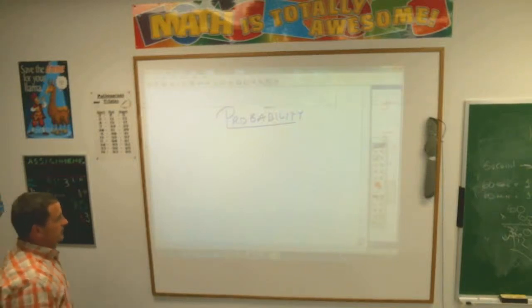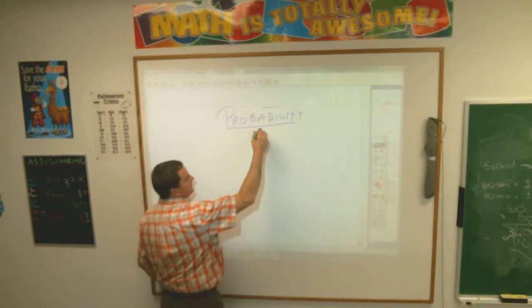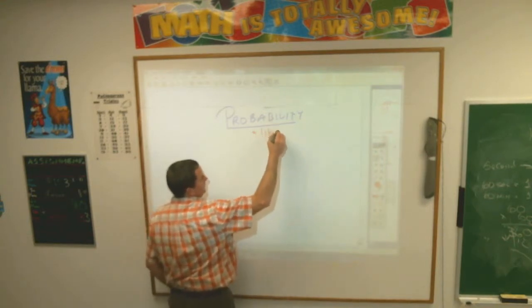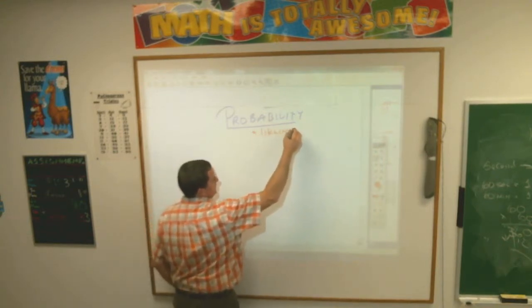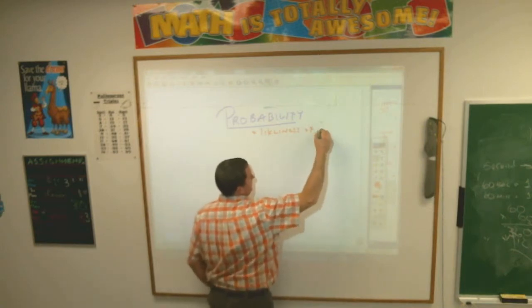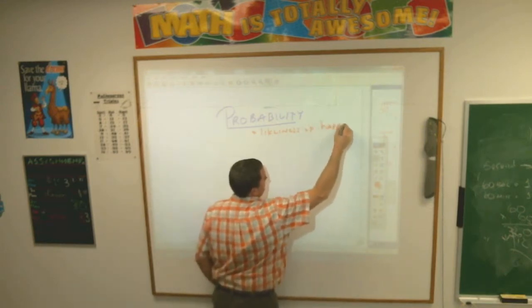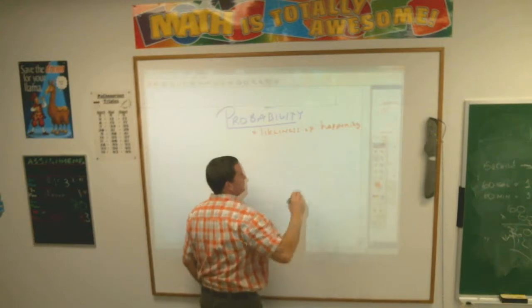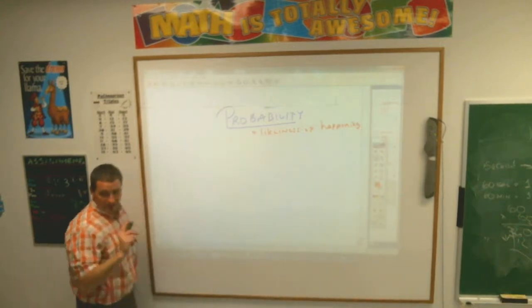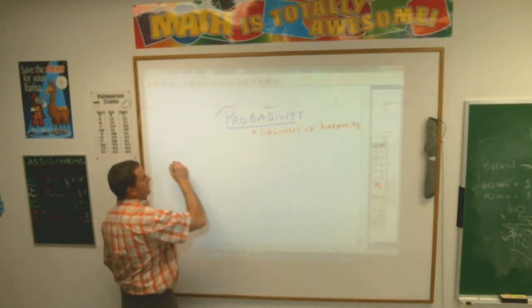Yes, I thought I'd get that same response there. Probability is the likeliness of something happening. And there's a couple different ways to show probability. One of the ways the book kind of throws at you here.